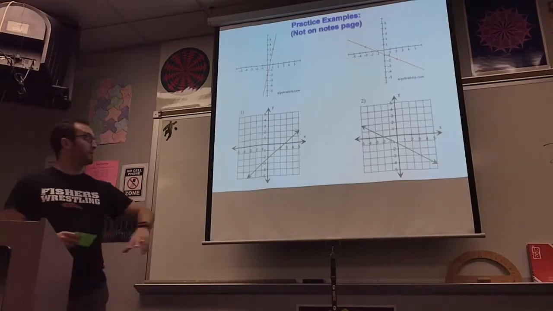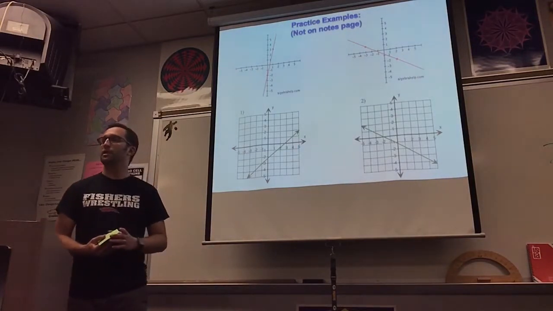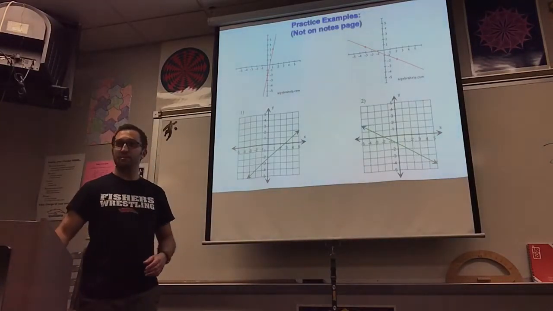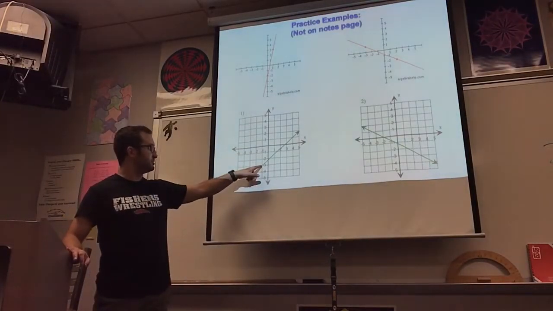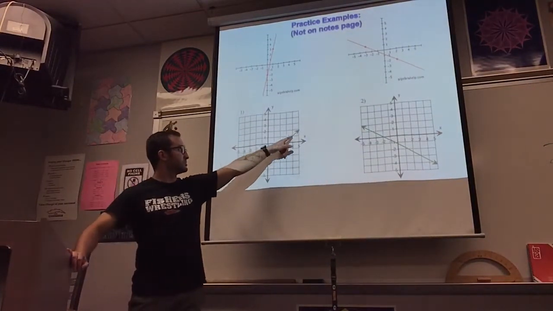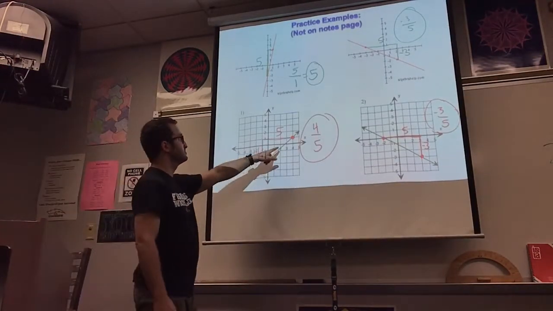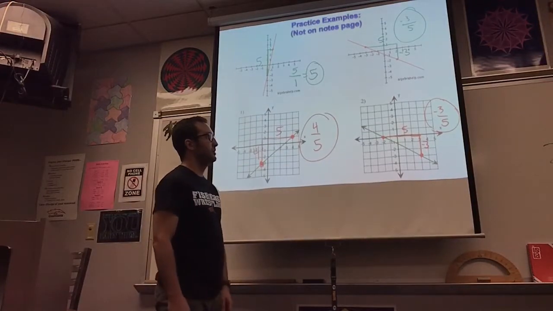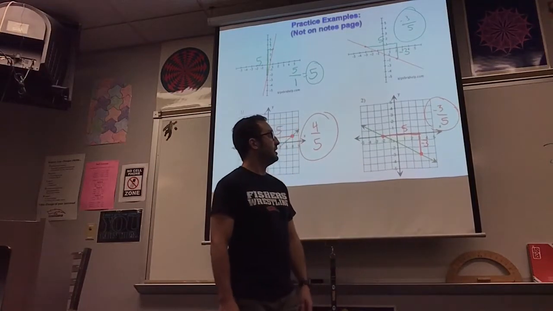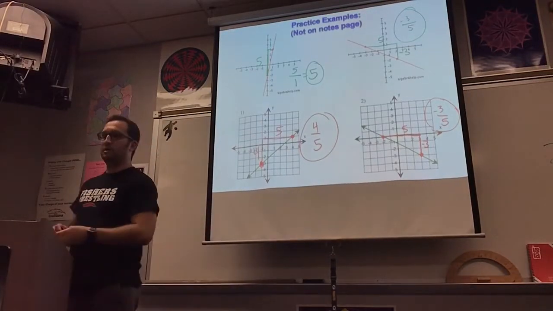Good. What about number 1 here? Why is this one a little trickier? What's not on this graph? No dots. So what should you do? Make your own dots. So I would make a dot here and make a dot there. That's what I would do. It ends up being 4 over 5. And here, I make a dot there, a dot there. It ends up being negative 3 over 5. Okay? Questions?